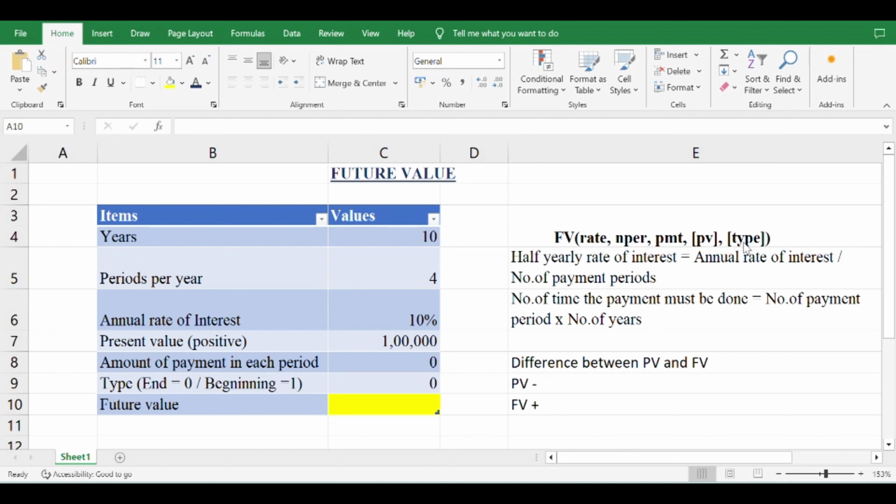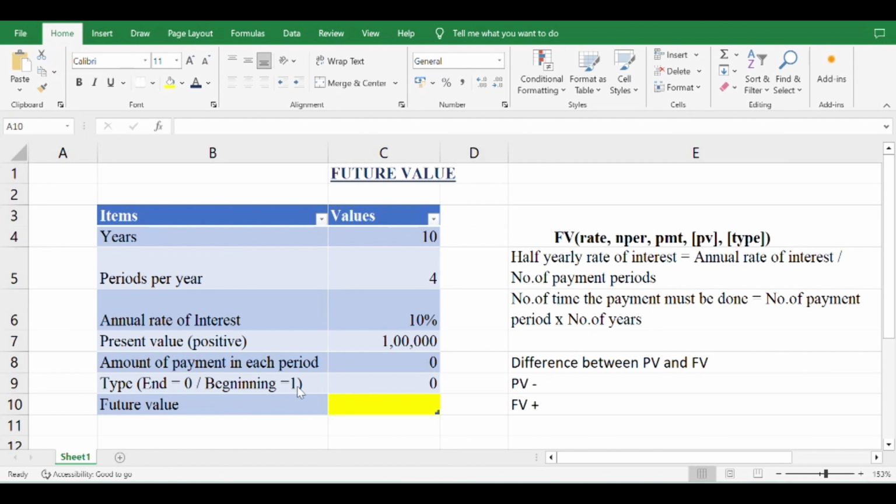So I've got you guys some sample data over here to make things simpler. Here we have taken a period of 10 years and the periods per year for payment is 4. That means we'll be paying quarterly. The annual rate of interest is 10% just to make the value simpler, and the present value of the investment is 1 lakh rupees. The amount of payment in each period I haven't mentioned. It's just to make you understand it in a better way.